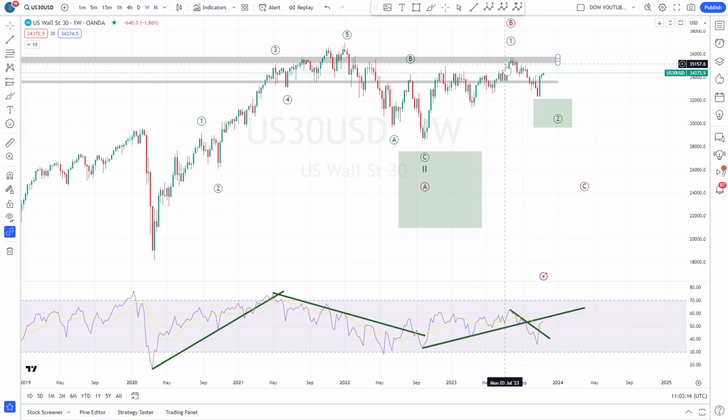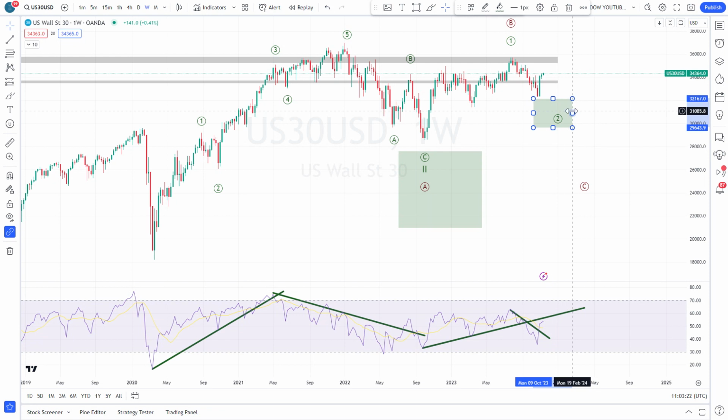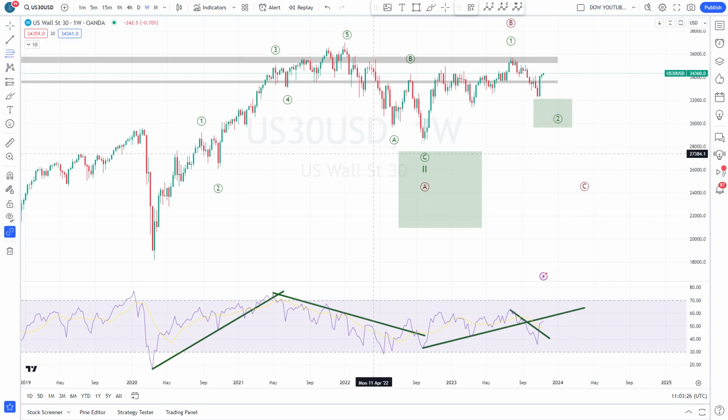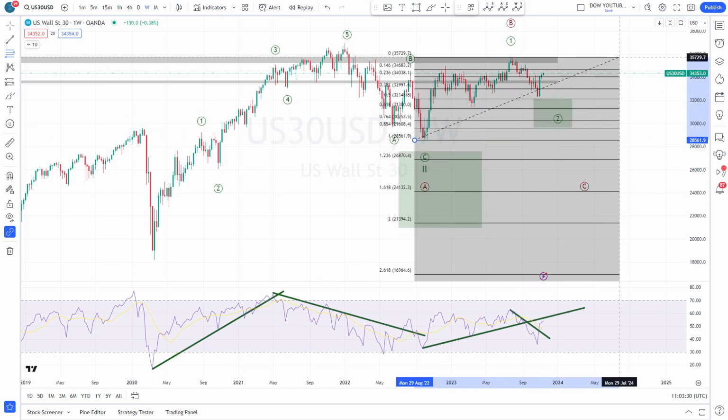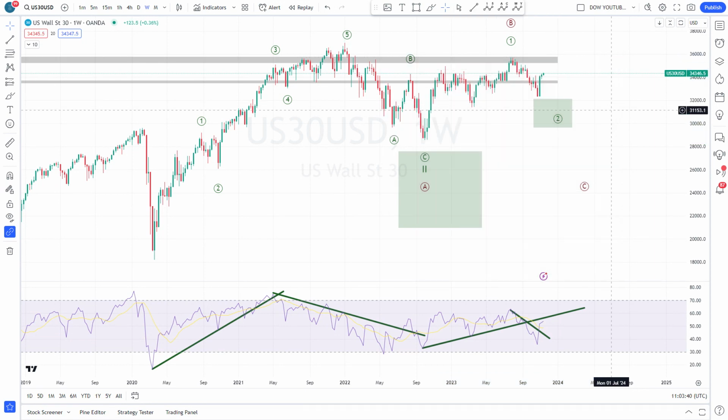And so now the primary scenario would be that we are working here on this wave 2, and this wave 2 area is indicated right here. We can find it by taking the length of our wave 1, and then the area between the 0.5 and the 0.854 FIB retracement is our wave 2 area.